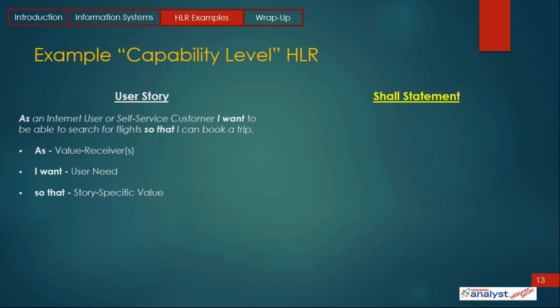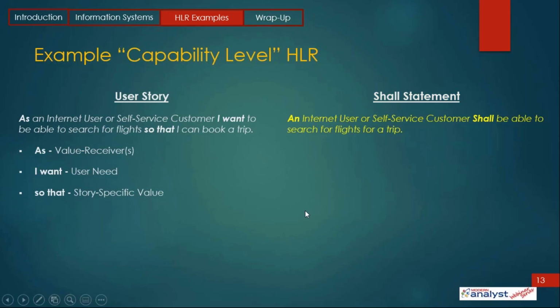Okay, if you're a traditional waterfall person and don't want to do user stories, a high-level requirement would be in shall statement format. So that same capability would look like this. An internet user or self-service customer shall be able to search for flights for a trip. Okay, so what we have, the high-level requirement mentions the user roles, the actors, if we're using UML. It mentions the in-scope capability. So that bubble that said you want to search for flights, that's what's been mentioned here.